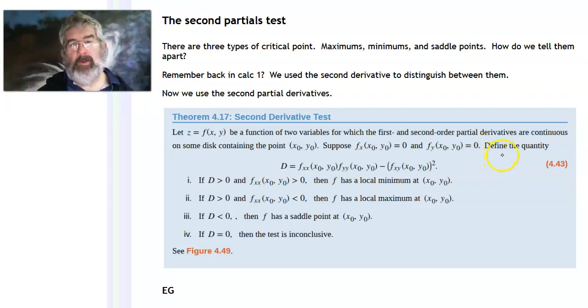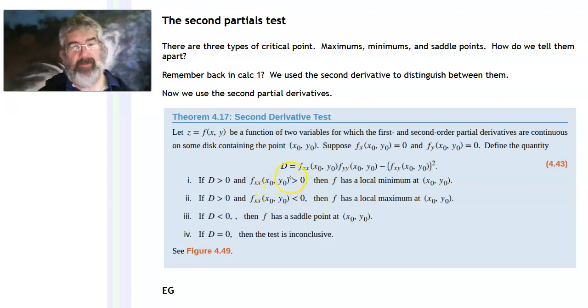And so we define the quantity D, where D is the second partial with respect to x, evaluated at x0 and y0, times the second partial with respect to y, evaluated at x0, y0, and then minus the mixed second partial, evaluated at x0 and y0, squared.